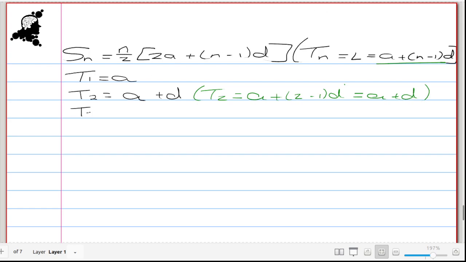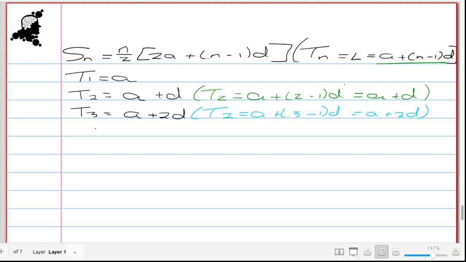To get the third term, we take the second term and add d to it. So that's going to be a plus d plus d, which is going to give you a plus 2d. Or, if you'd like to, you could simply use the same approach we used above. So T3 equals a plus, now we're substituting 3 into the value of n, and this is going to give you a plus 2d.